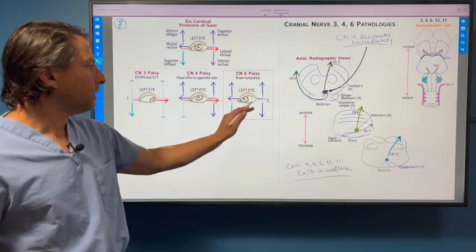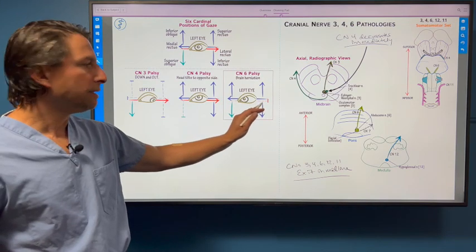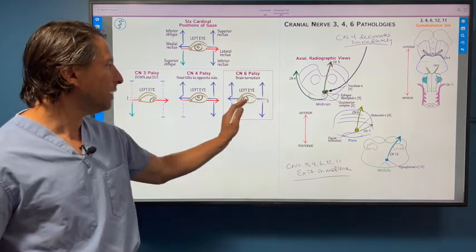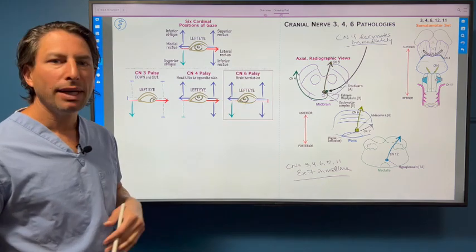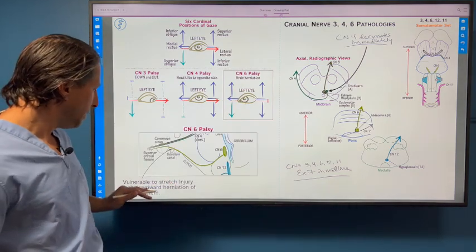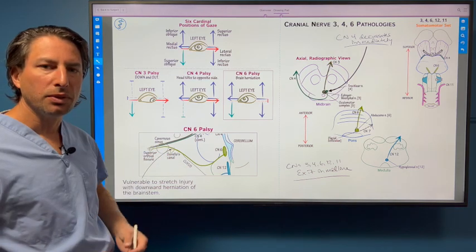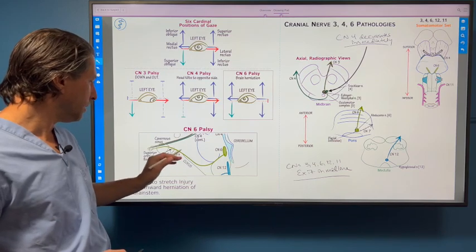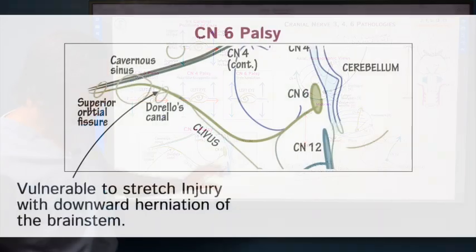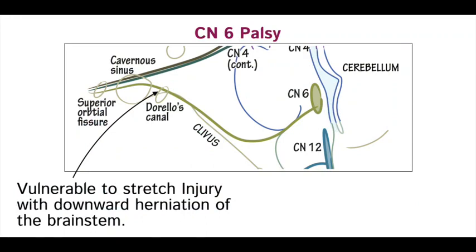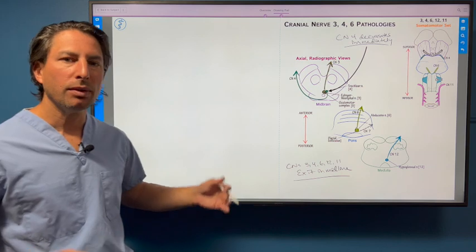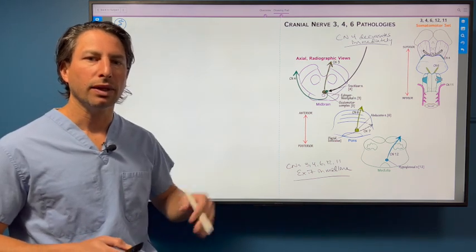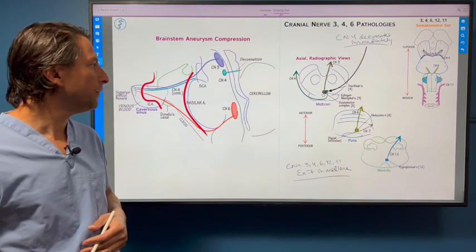Cranial nerve 6 palsy, the lateral rectus is affected. The eye is unable to rotate outward, so it's deviated inward here. And we bring up brain herniation, and that's because cranial nerve 6 is really vulnerable to stretch injury because it is affixed here. We see it in Dorello's canal. So when there's stretch here, the eye is affixed at the skull base here. That stretches on the nerve and affects it. So it's an early sign, a potential warning sign of brain herniation. Remember, we always talk about the uncus and uncal herniation affecting cranial nerve 3 as another sign of brain herniation.